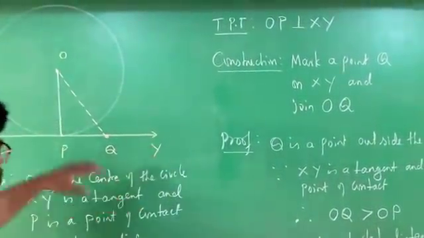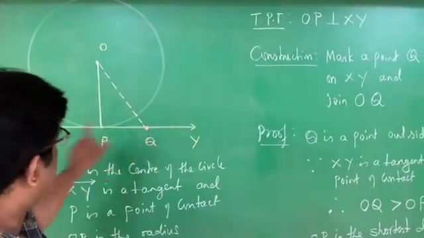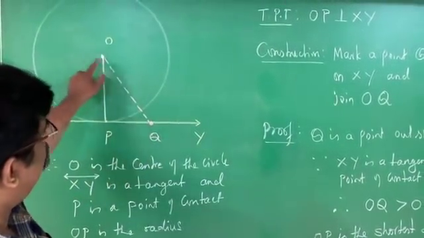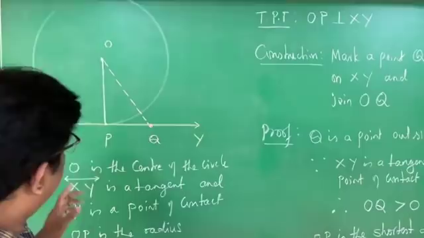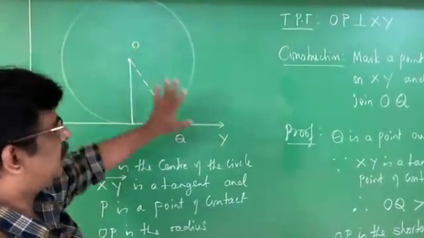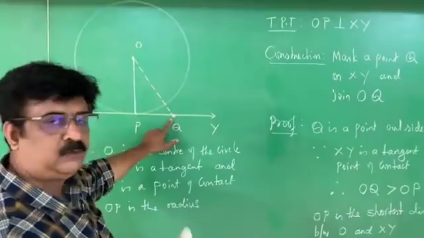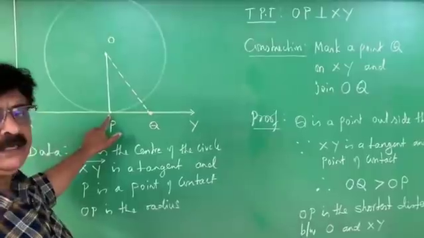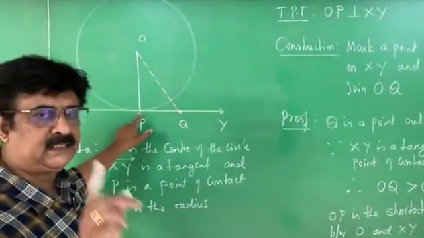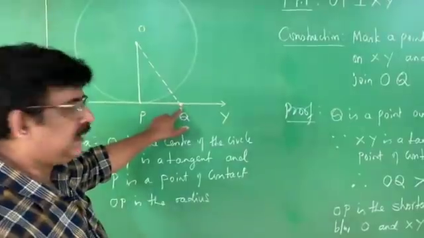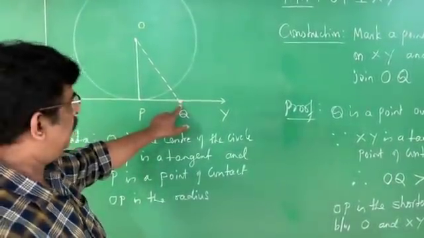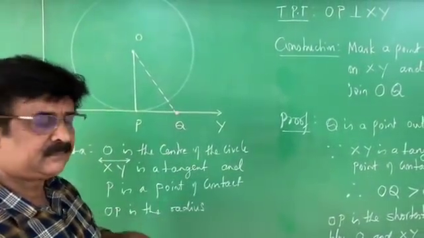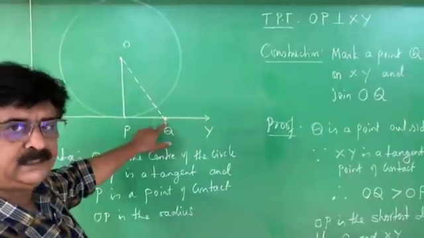For that purpose I do a construction, that is, I mark a point on XY called Q, then I join OQ. Now my argument is Q is a point outside the circle. That is the first argument. How can I say that? Because XY is a tangent and P is the point of contact. The XY touches the circle only at P. Therefore, all other points are outside the circle. Right? It cannot be inside the circle. If it is inside the circle, then XY becomes a secant. Therefore, Q is a point outside the circle.